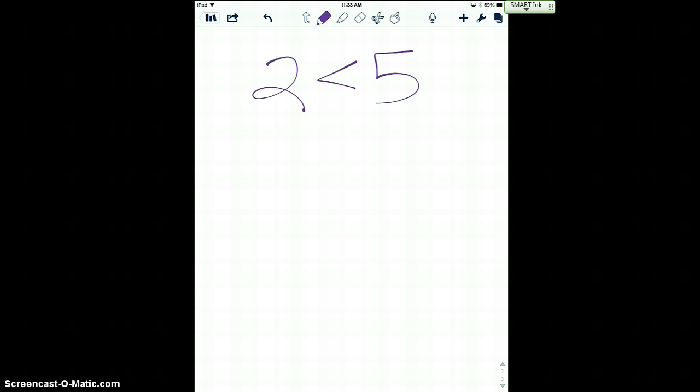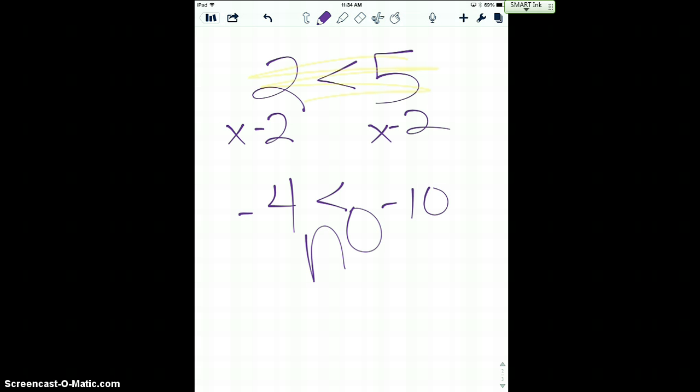If I bring in negative numbers, okay, let's try some negative numbers. If I multiply by a negative number, such as negative 2, what's going to happen? So 2 is less than 5. That's true. If I multiply by negative 2, it becomes negative 4, and this becomes negative 10. Is negative 4 less than negative 10? No. Does not work. It turns the inequality to be not true.